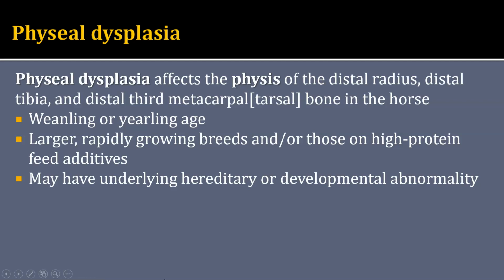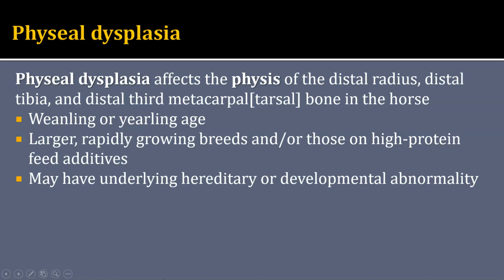Now let's talk about the equine growth disturbance that we're going to focus on in this class, and that is physeal dysplasia. And physeal dysplasia is going to affect the actual physis, typically in the distal radius, distal tibia, and distal third metacarpal or metatarsal bones in the horse, although I have seen it in other bones. These are young patients that are growing, usually weanling or yearling age.